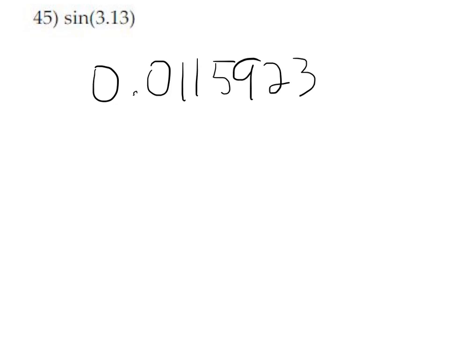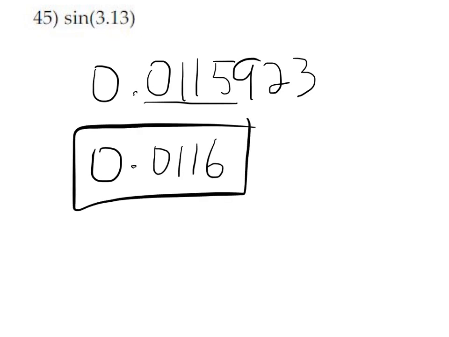So make sure you're in radian mode. I am now in radian mode. I then hit sine and 3.13, and it gives me a small number, 0.0115923, etc. We want 4 decimal places. The 9 rounds the 5 up, so it's 0.0116. Alright, that's it. So the key to these, make sure you know if you're in degree or radian so you can set up your calculator in either degree or radian mode.